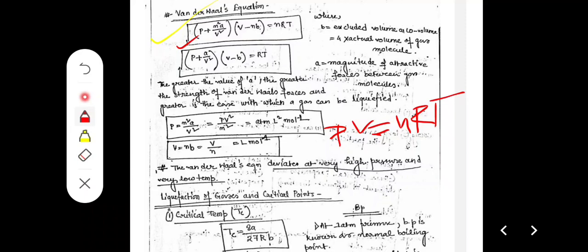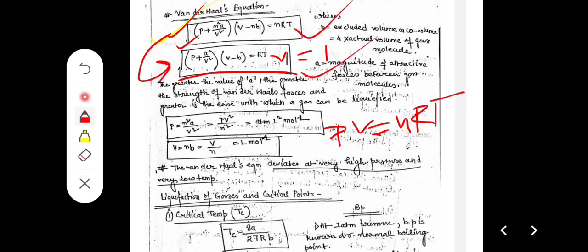That is (P + n²a/V²)(V − nb) = nRT. For 1 mole of gas, n equals 1, so (P + a/V²)(V − b) = RT. Okay. (P + a/V²)(V − b) should be equal to RT. Where b is what? b is the excluded volume or co-volume, that is 4 times the actual volume of the gas molecules.